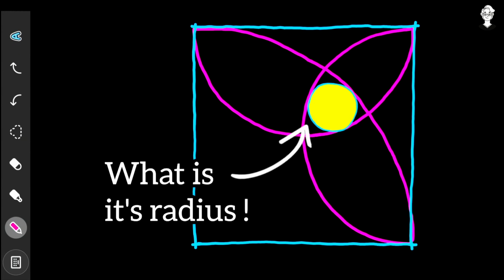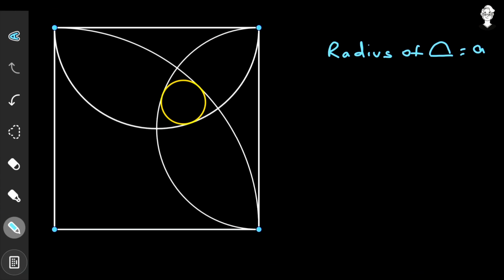Now the question is, what is the radius of this particular circle when the radius of this semicircle is equal to a? So let us see the solution. How can we find the radius of this circle? Okay, so here we start our solution.